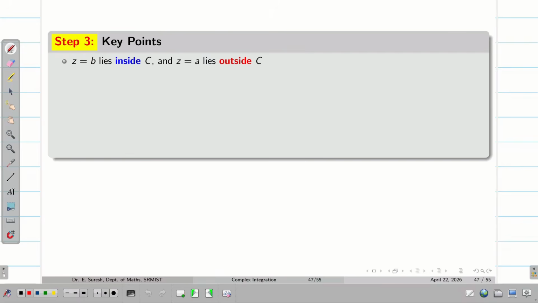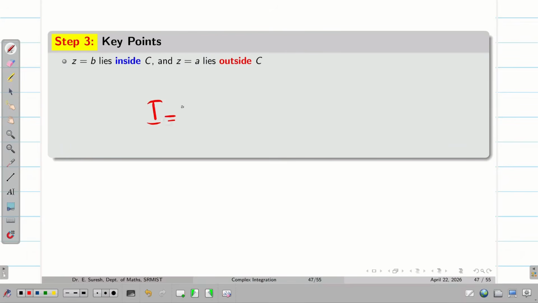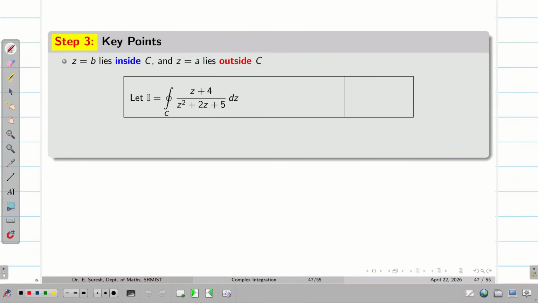Next we have to write the key points. Write the singular point and then consider the given question as capital I. Now for simplicity, I am going to rewrite this as integral over C of z plus 4 divided by z minus a into z minus b dz. Now we have to deal with the numerator. Numerator is z plus 4. It is polynomial and it is analytic everywhere and it is an entire function.